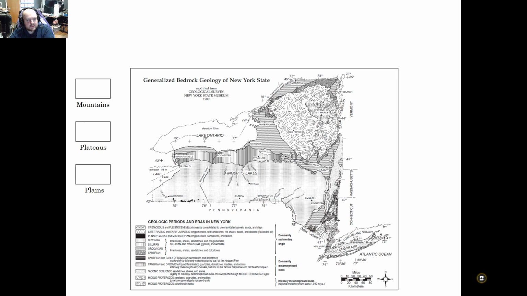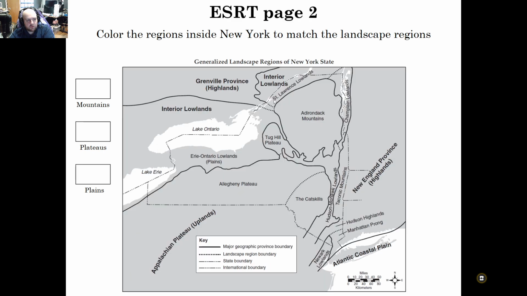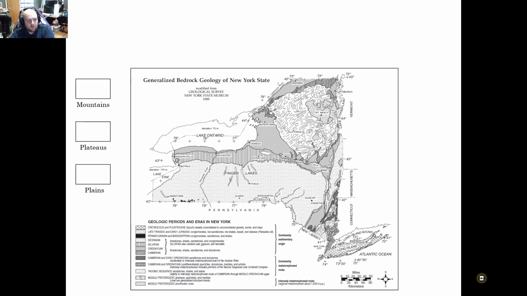You can also see some interesting features there, like look at the rocks. Here's the Adirondack Mountains, and then, wow, they're pretty much all made of the same rock. And what is that rock? If we look down, oh, middle Proterozoic, that's its geologic time period, which we're going to talk about soon, and it's made out of gneisses, quartzites, and marbles.